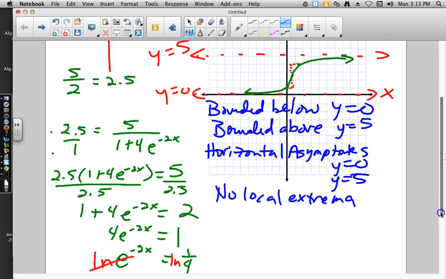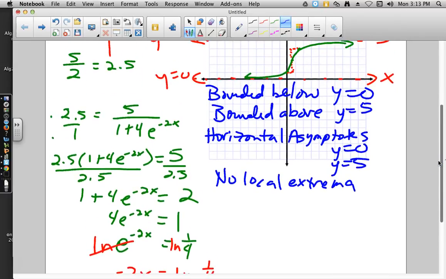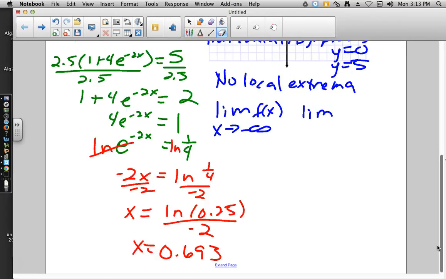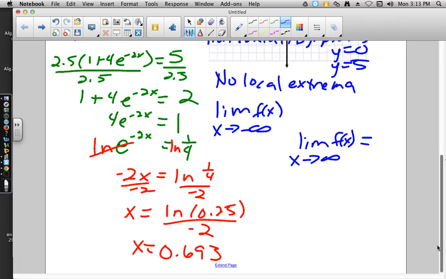So end behavior is back to talking about the limit as x approaches negative infinity of f of x, and the limit as x approaches infinity of f of x. Well, as we go to the left forever, our graph is going to approach 0. It's getting closer and closer to that. And as we go to the right forever, it's going to approach that 5, that upper limit. So really good example of a logistic function and all of the behaviors that we know about that graph.